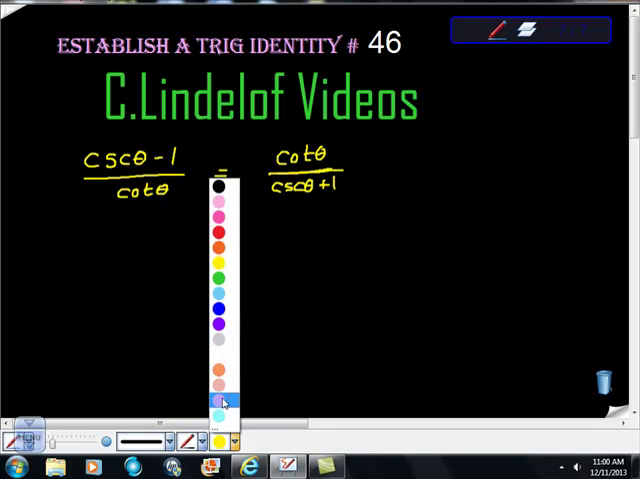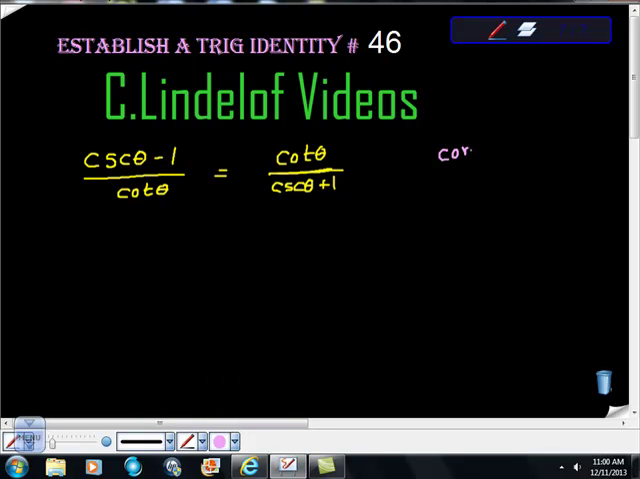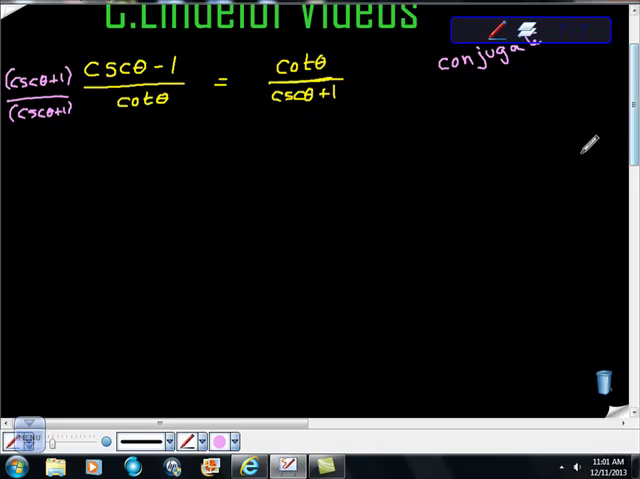So what I should have been thinking was conjugate. This is not conjugate like in English, but conjugate in math. So I should have been thinking of that. And what I should have done was this: cosecant theta plus 1 over cosecant theta plus 1. So I'm just multiplying by 1, right? Remember, Victor, that we can't touch the right-hand side at all when we're doing our proof or verifying our identity.